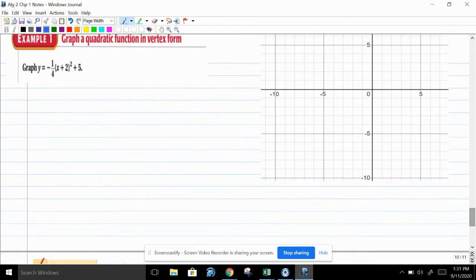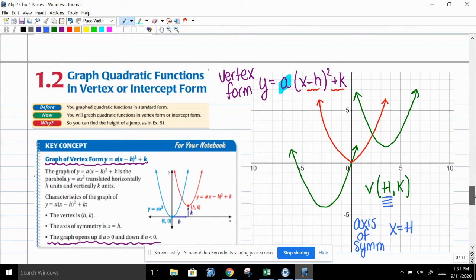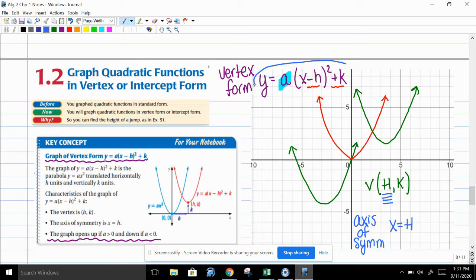So let's jump right into examples here. We're going to graph y equals negative 1/4 parentheses x plus 2 squared plus 5. The first and most important thing always, guys, is to find the vertex. And remember that the vertex is h comma k. For this one, it's a little bit different because if I go back up, remember the form looks like this. This is what vertex form looks like. In the form, there is a minus sign built in.